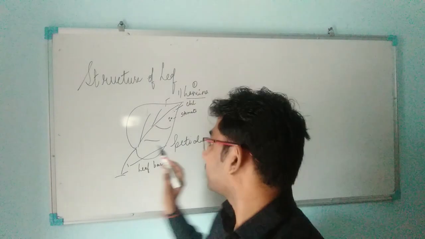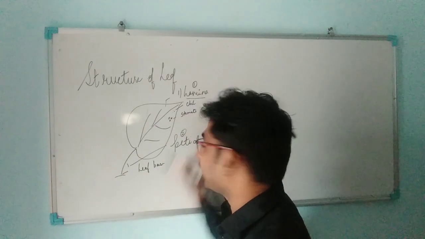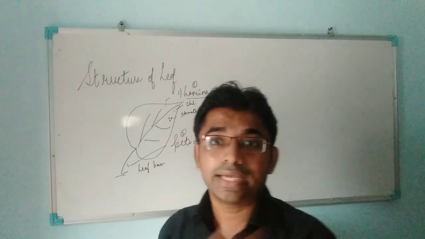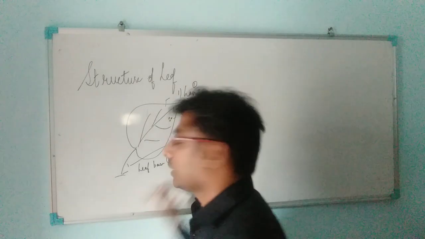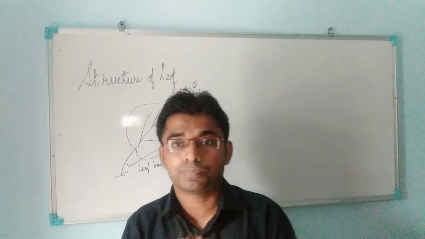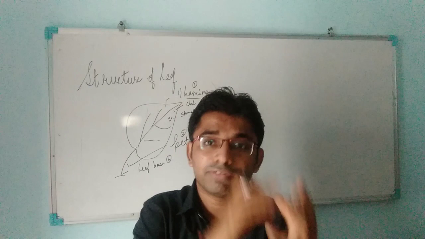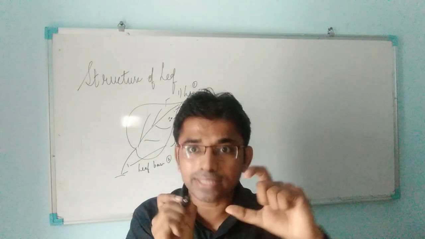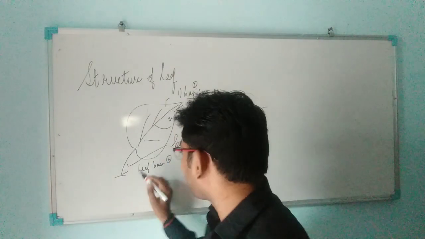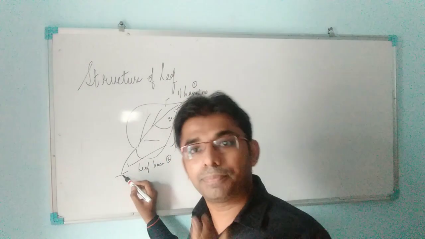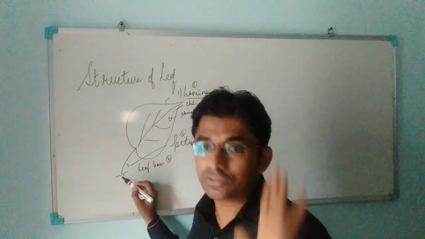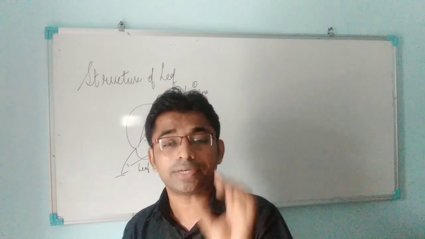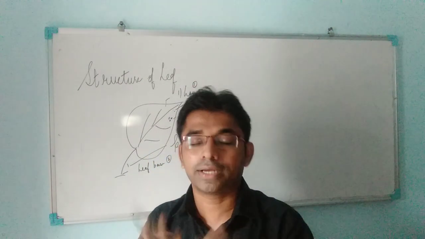Is that clear? Then the stalk of the leaf, the second part, is the petiole, by which we hold the leaf. The third part is called the leaf base. The leaf base is that part by which the entire leaf is connected with the plant body. It is connected with the part of the stem or the branch. So a typical leaf consists of three parts: the lamina, petiole and the leaf base.